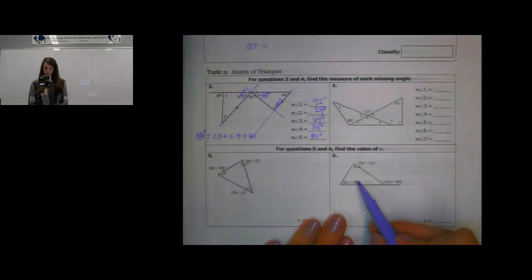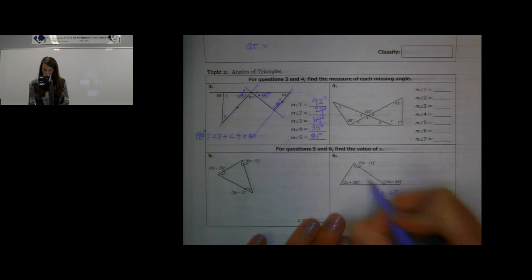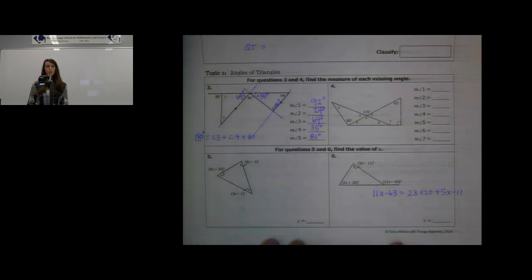Okay, good deal. All right, let's look at number 6 here. So number 6, we have 3 angles right here. Remember that on the outside here, this angle is going to be the sum of these 2 angles over here. So 11x minus 63 is going to be equal to 2x plus 20 plus 5x minus an 11. And then you would solve for x here. So just solve for x.